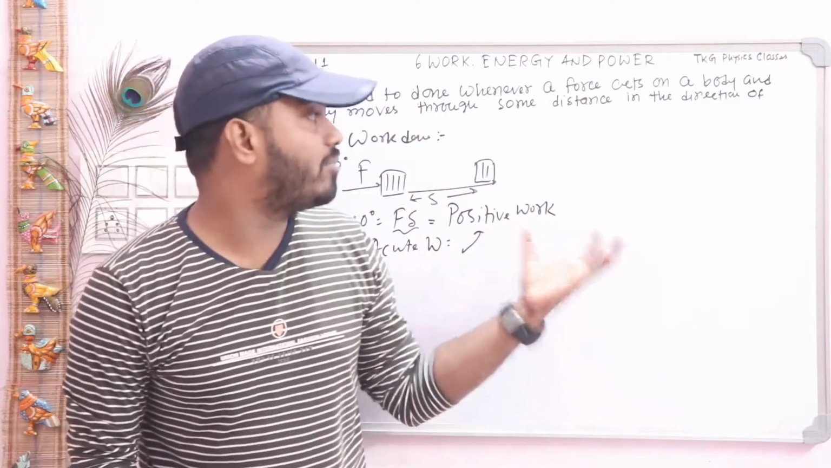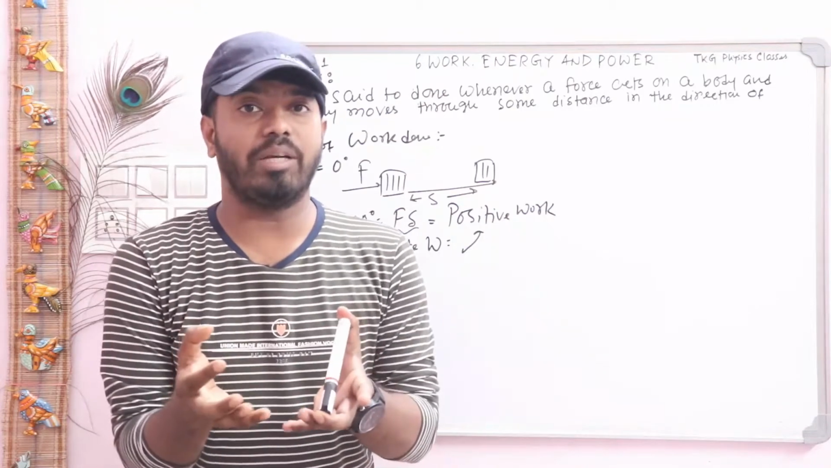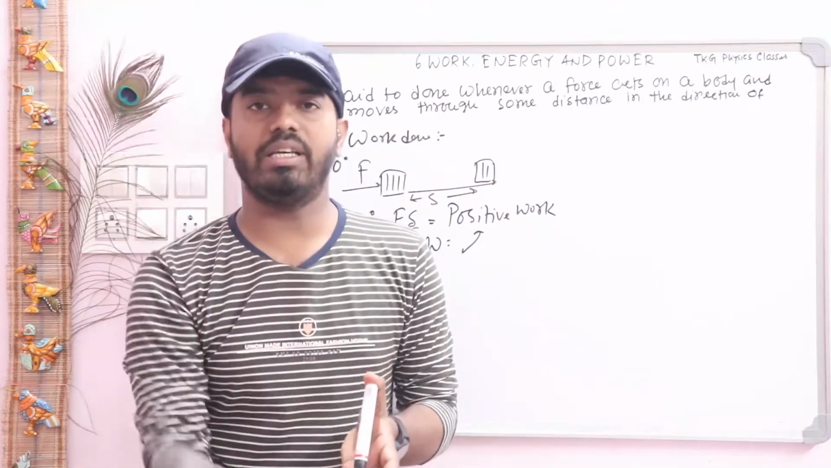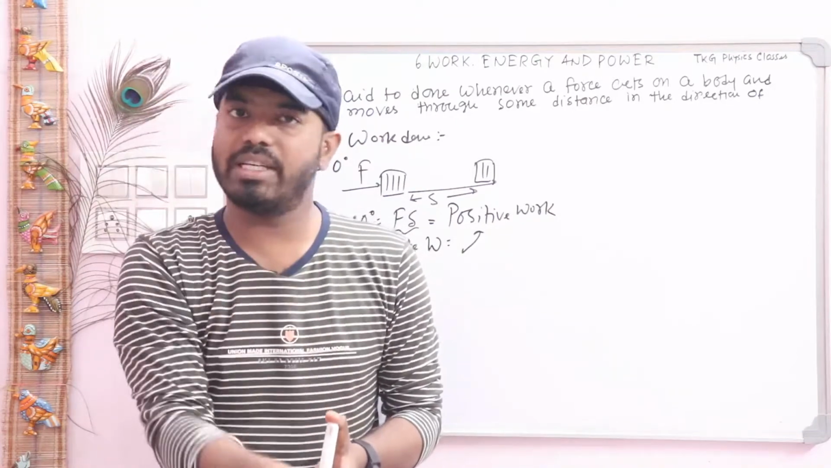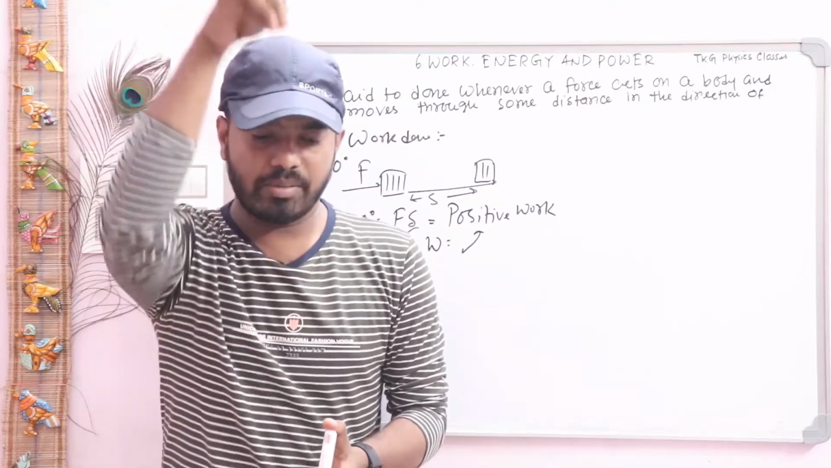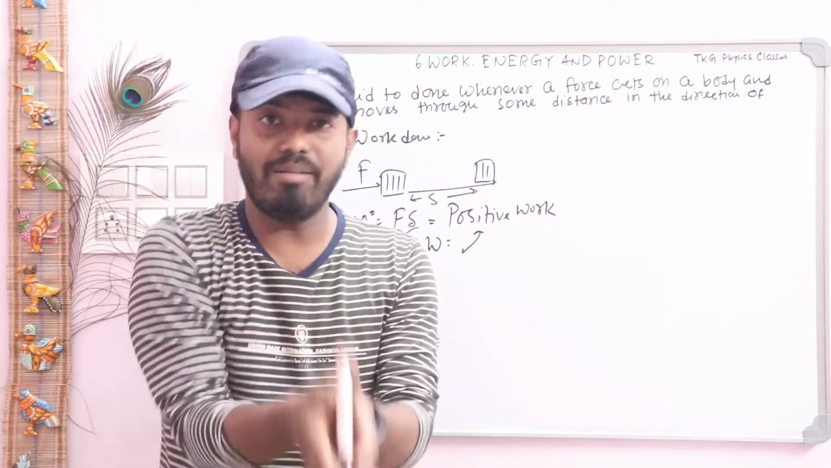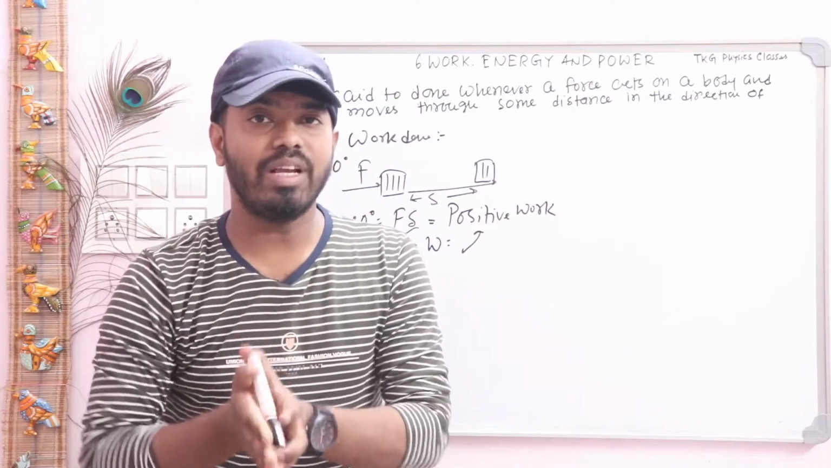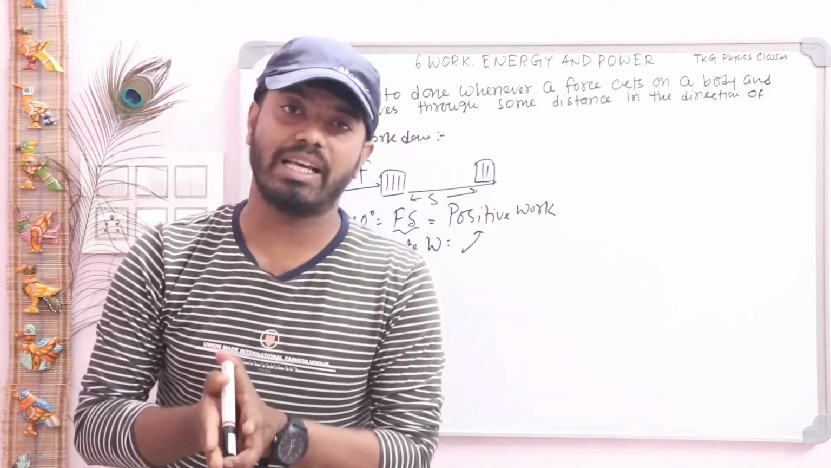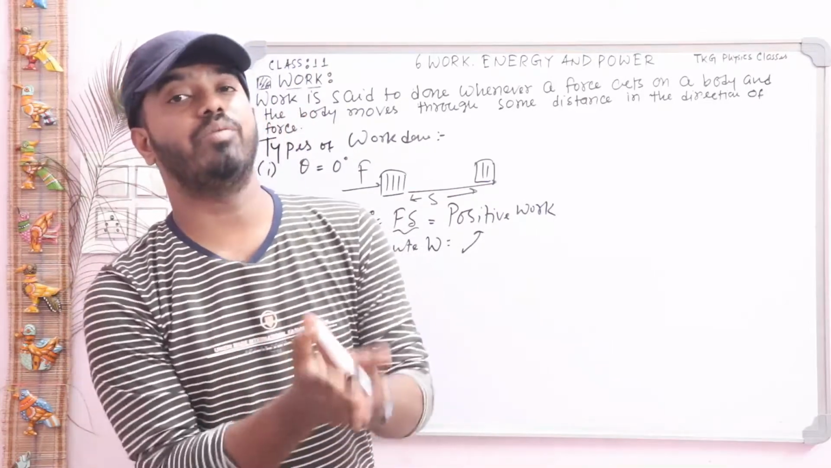So what is the example of it? You see, a freely falling body: a body is falling freely. The gravitational force is directed downward, and the displacement of the body is also downward. So both are in the same direction. So here theta is equal to 0 degree. So in the case of a freely falling body, the work done by the gravitational force is positive work.